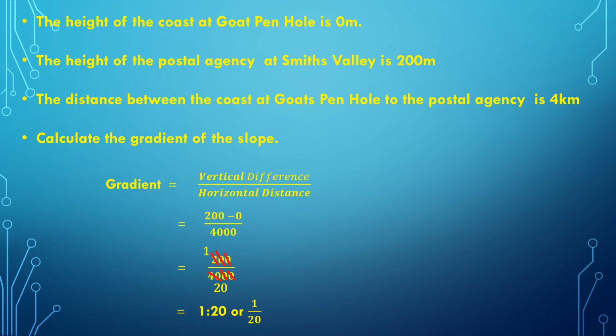Which basically means that for every 20 meters traveled along the horizontal distance, the height of the land increased by 1 meter. And that is our gradient. And that is the main reason why we put it either as a fraction or a ratio, so that our explanation makes sense.